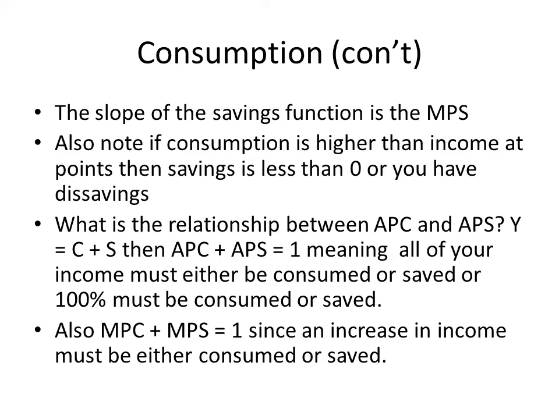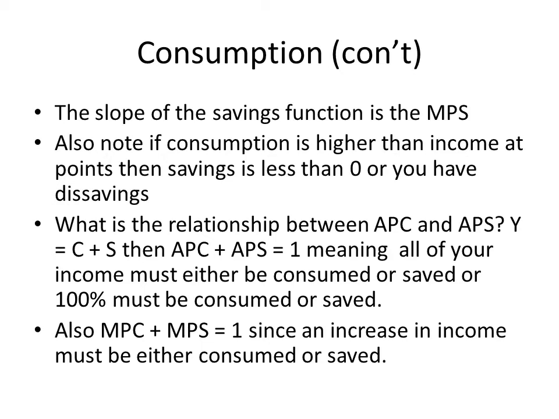So the slope of the savings function is the MPS, and also notice if consumption is higher than income at some points, savings is less than zero, or you have dis-savings. In other words, you're drawing down past savings. Remember, this is all based on current income, current consumption, current savings. So you may have a stock of savings from previously which you can draw down.